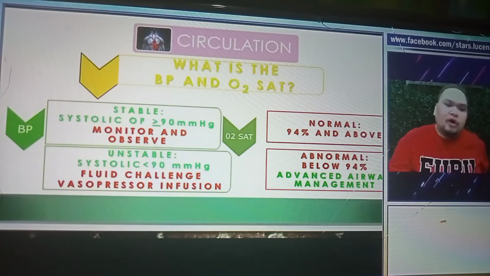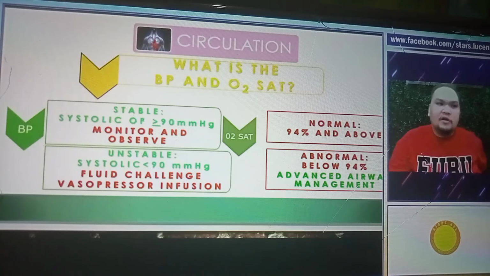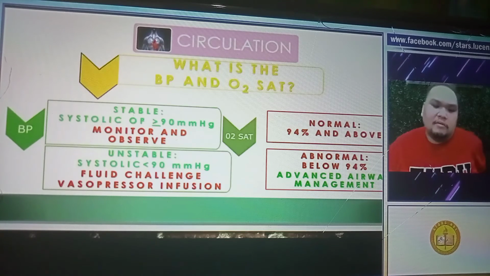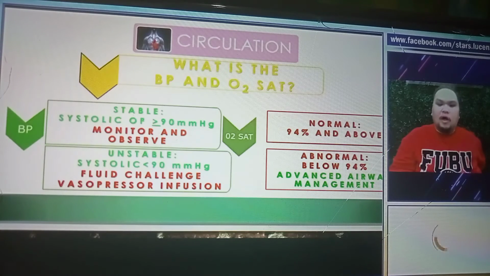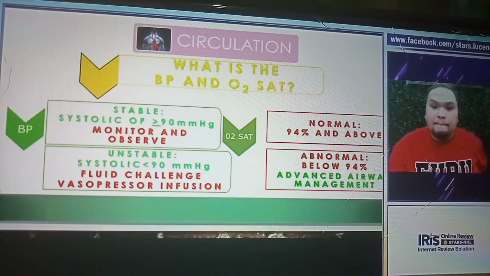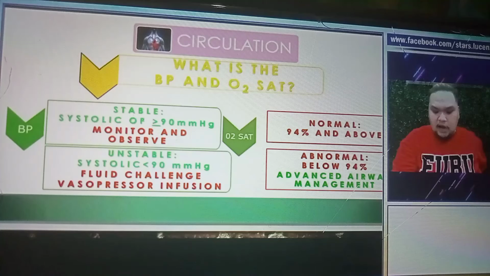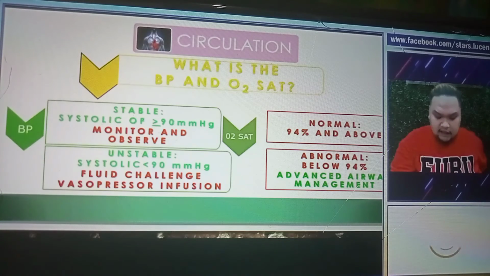Under your epi and norepinephrine, ang dosage natin dyan is 0.5 to 1 microgram per kilogram per minute. Okay. Next. Okay. Ano ngayon ang i-check natin?